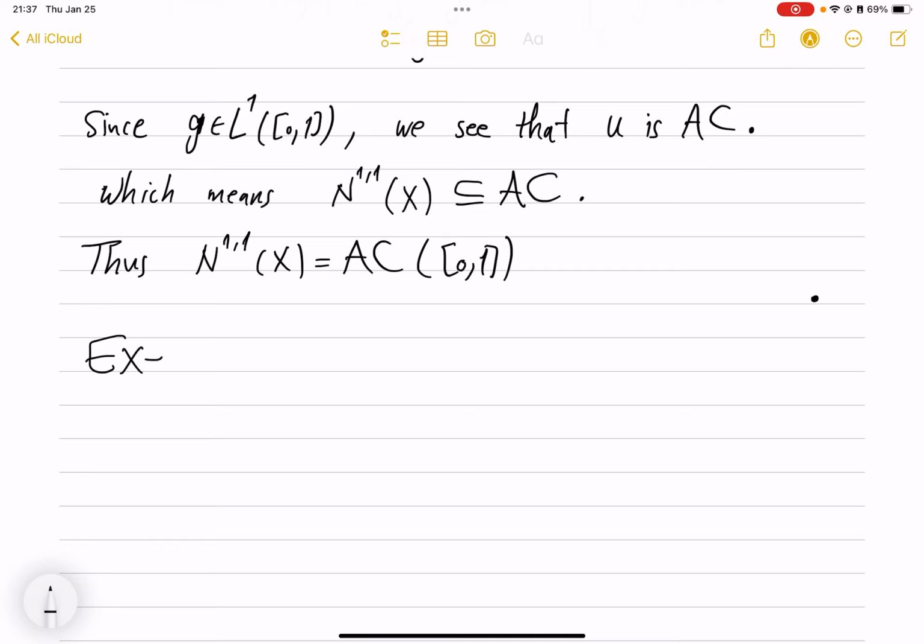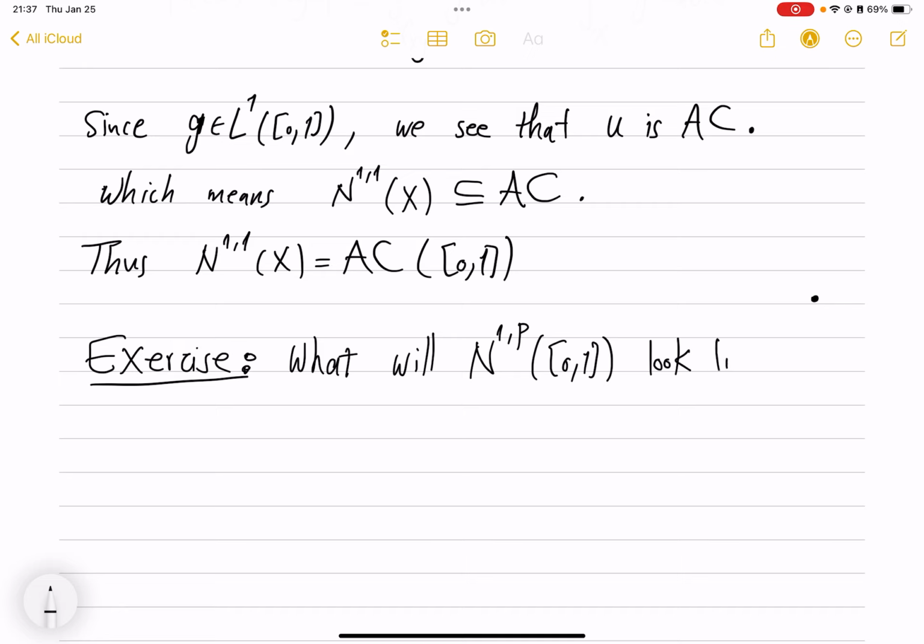As an exercise, I can have you work on N1,p. What will N1,p of 0,1 look like? How can you characterize that through, again, absolute continuity, but of course you need some other condition because N1,p is not equal to N1,1.